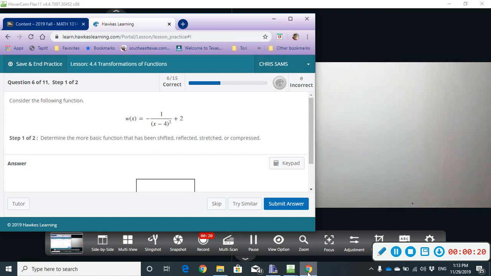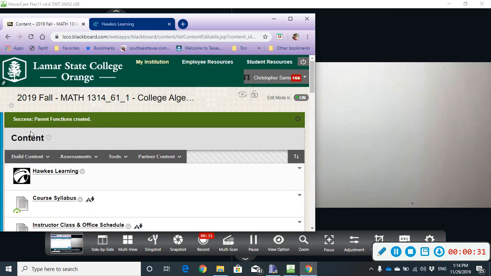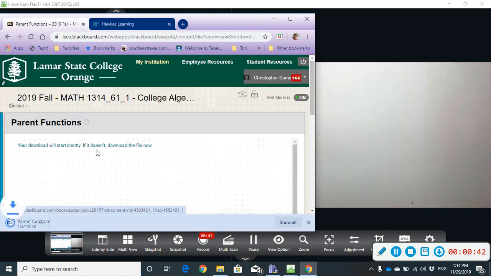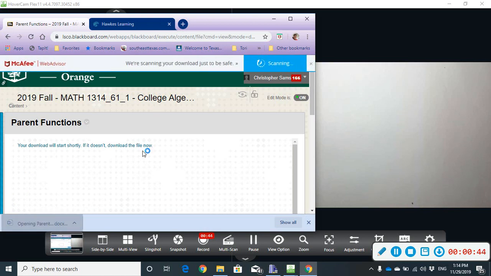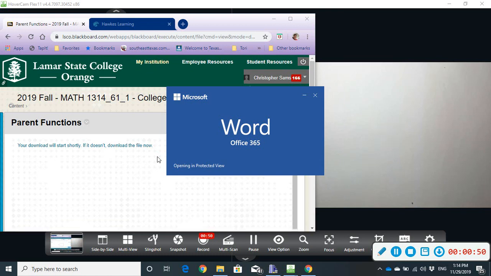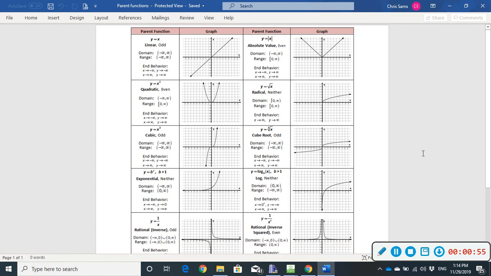So I have attached a sheet in Blackboard, which I'll go show you now. In Blackboard, if you go to content, down here where all the videos and everything are, right in between 4.3 and 4.4 parent function. You can find anything like this that you like online, but it basically shows you all of the different types of functions that you might come up with as far as algebra is concerned. So let me see if I can make this bigger so you can see a little bit better.